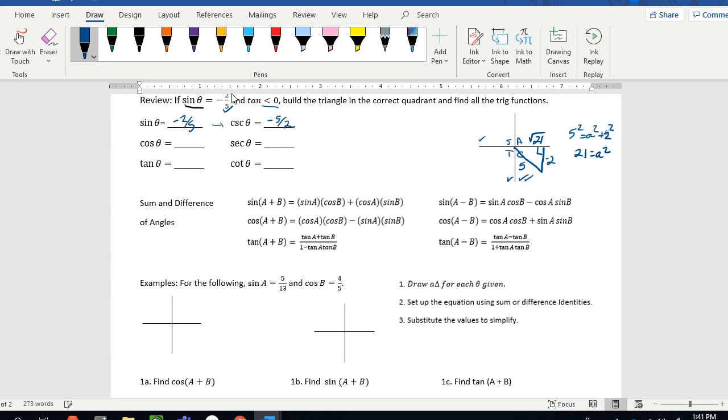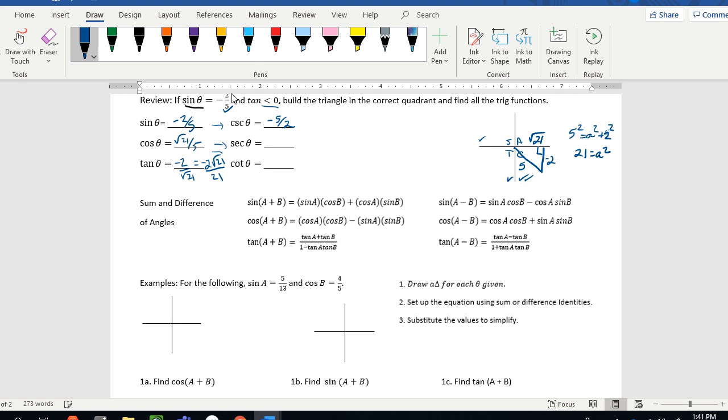All of these over here, it's just a matter of flipping them. So cosine is square root 21/5. Tangent is negative 2 over the root of 21. But it is not okay to leave a root in the denominator. We need to rationalize. So negative 2 root 21/21 is the final answer.